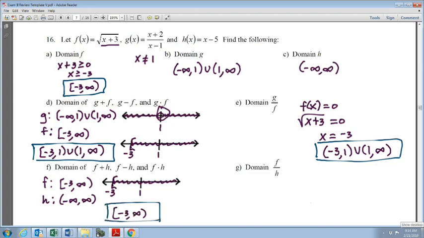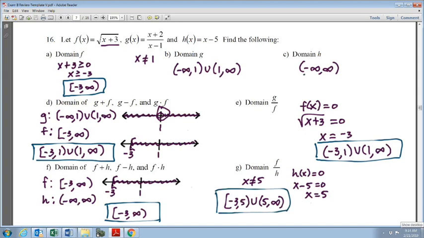Now on part G, we're working with F and H. We need to exclude any values of x that cause h to be equal to 0. So I want to know when h of x is equal to 0. That means x minus 5, and we want to know when that's equal to 0. Well, if you solve there, you get x equals 5. So notice 5 can't be part of our domain because it causes our denominator to be 0. So the set negative 3 to infinity includes 5. We've got to take it out. So that's going to be your final domain.